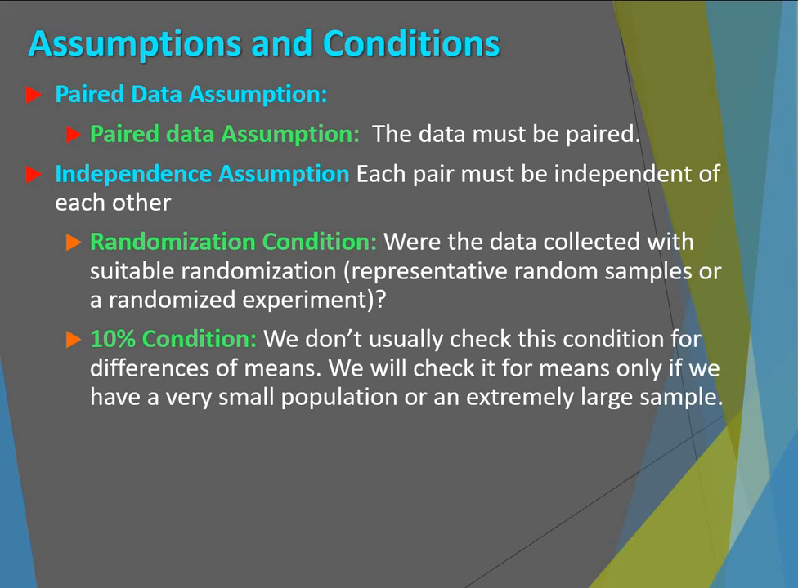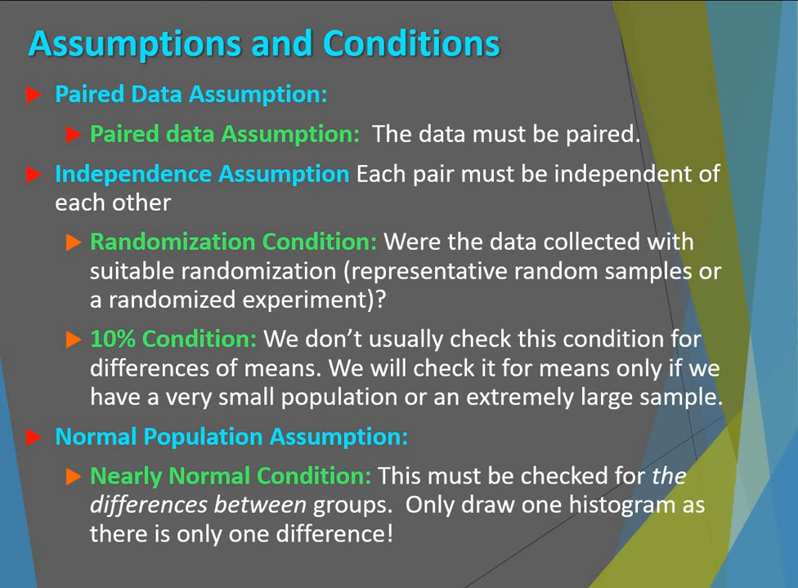Randomization, you have to have that. Randomization helps with your variability. It helps take away the idea of bias that might be present. It helps us take our information and apply it to a larger population. Percent condition, we normally don't freak out too much on means unless we know it's a limited sample size or limited population size. The normal population assumption, what's nice about the paired data, you only have one group to look at, one data set to look at.